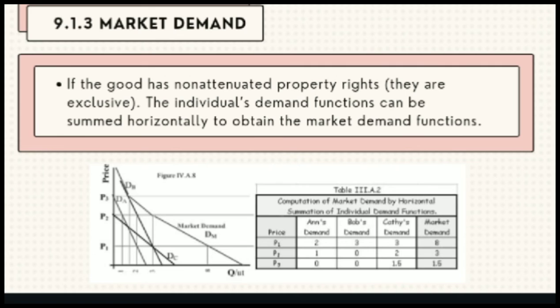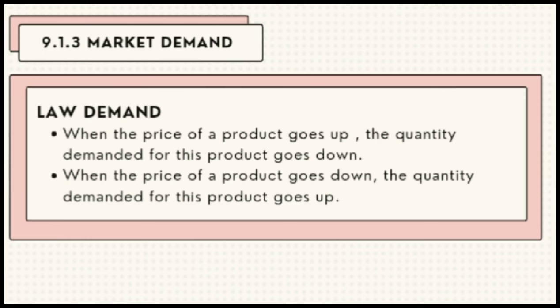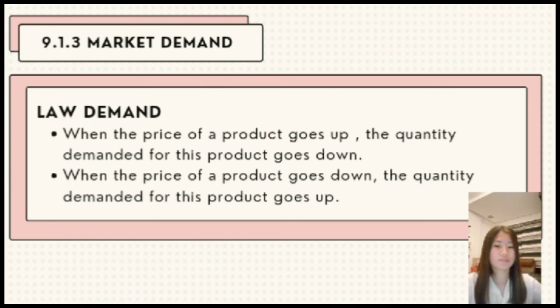So, as we can see, in figure 8.8, P stands for price, P1, 2, and 3. And the D is demand: Anne's demand, Bob's, and Cathy's demand, and the market demand. So, ito yung pinapakita dito yung pagtaas ng price and pagbaba ng demand.